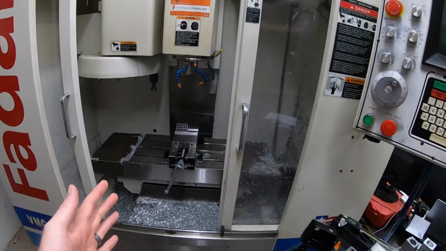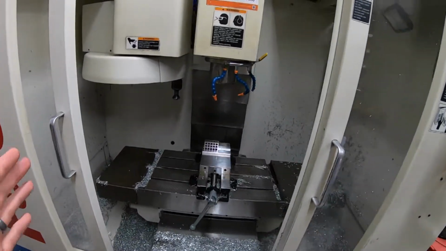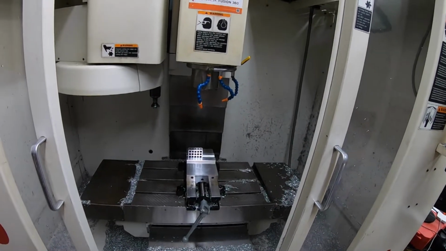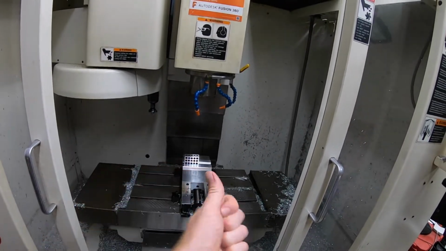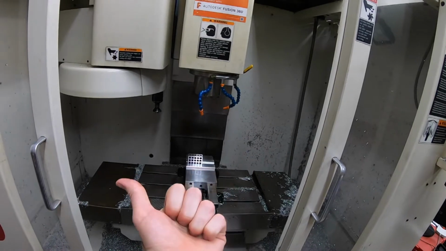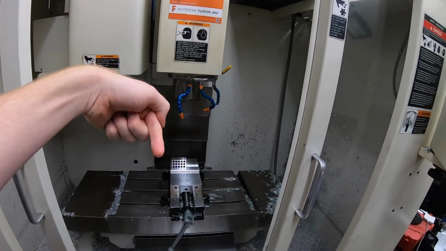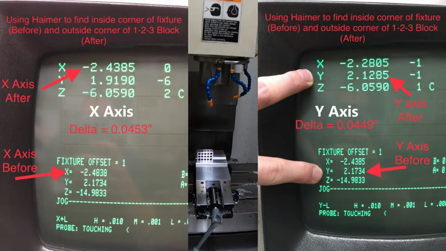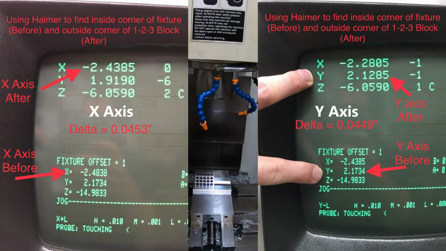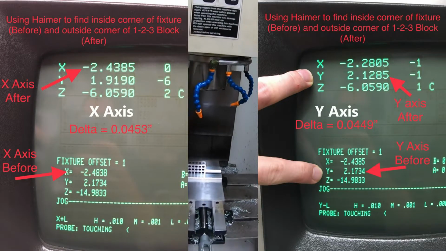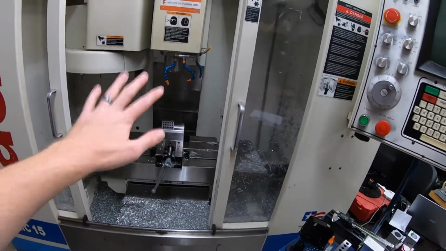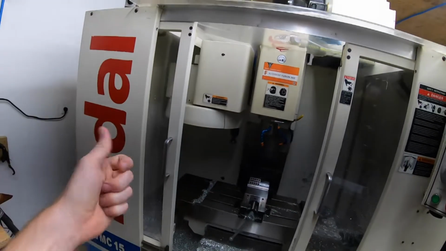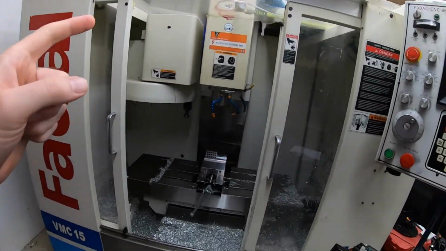And I was comparing that, and I was getting some crazy different numbers, deltas, between my X value when I probe this way versus my X value when I probe that way. And it was the same amount in the Y. It was about, I think, 44 or 45 thou difference between finding that outside corner and the inside corner. So after that, I posted that to the Fadal Facebook group and on Instagram.